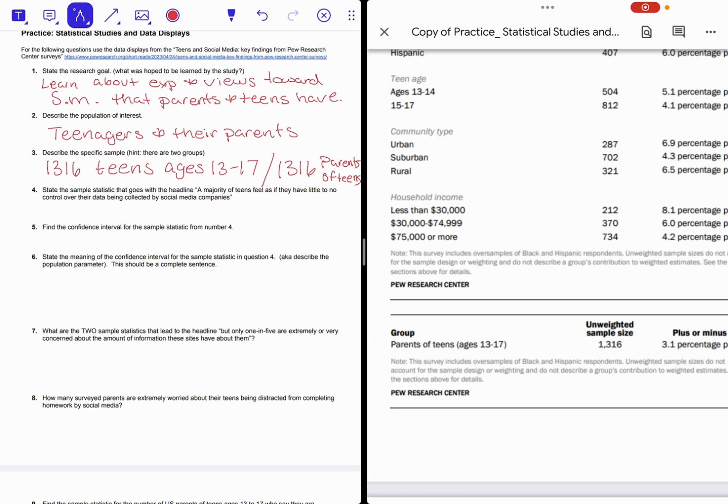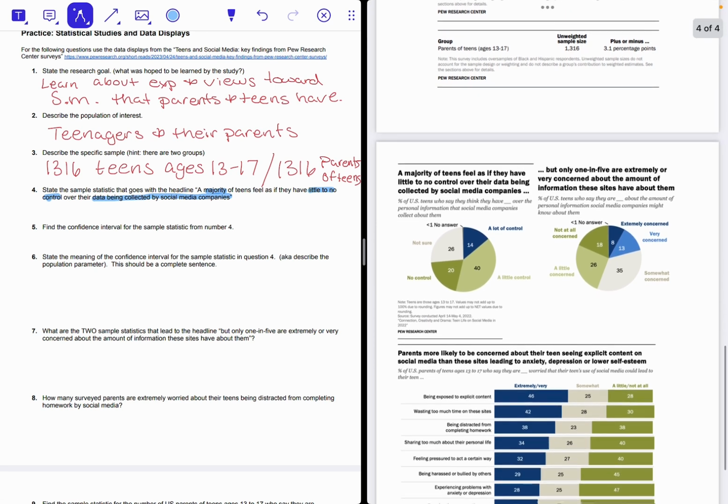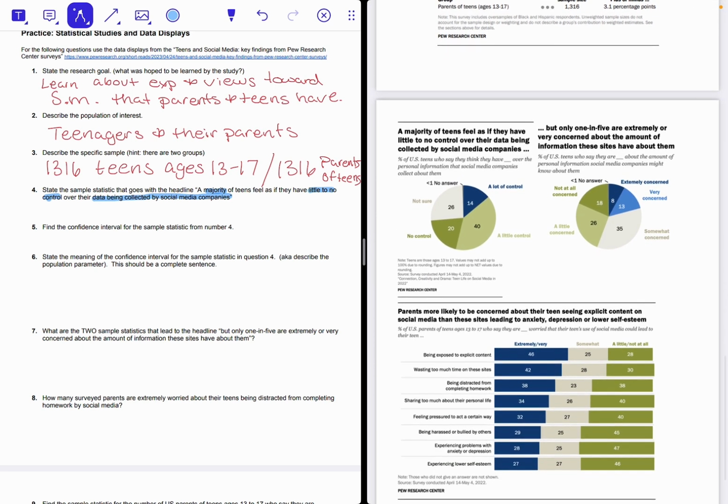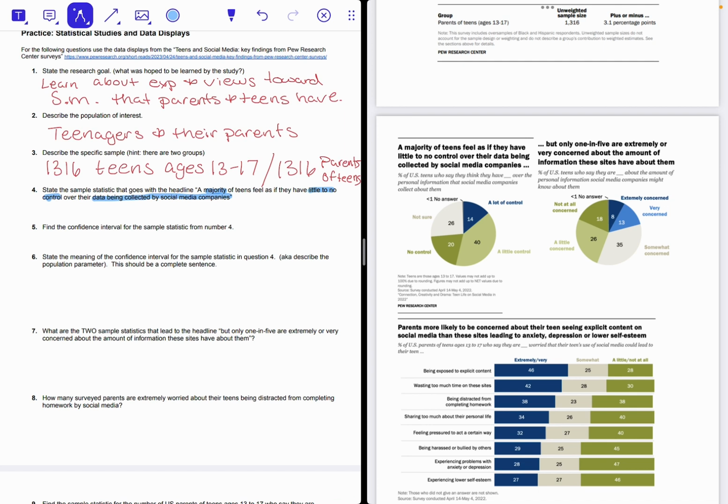All right, state a sample statistic that goes with the headline. A majority of teens, so that's probably a keyword. I'm going to highlight that. So a majority of teens feel as if they have little to no control over their data being collected by social media companies. All right, so let's look at our diagrams over here. So the top 2 deal with teenagers because I can sort of see the percent of U.S. teens versus the bottom one says the percent of U.S. parents. So I'm going to be using one of these. And in fact, it's the headline right here. A majority of teens feel they have little to no control over their data being used.